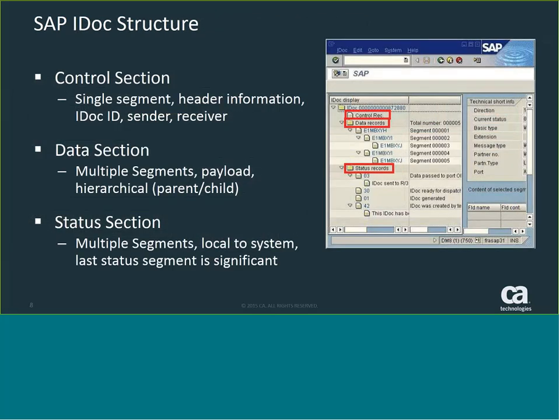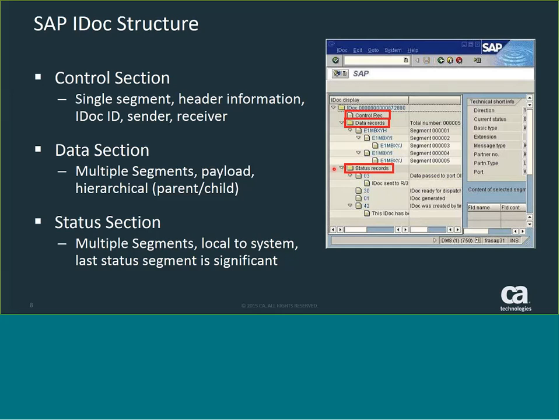The data exchanged between SAP systems are called IDocs, intermediate documents. An IDoc consists of 3 sections over here. A control section that contains message information to identify and to route the message. A data section which contains the payload, and a status section down here that contains segments tracking the status of the IDoc on the local system.